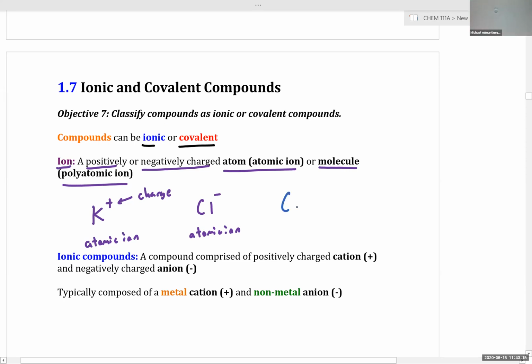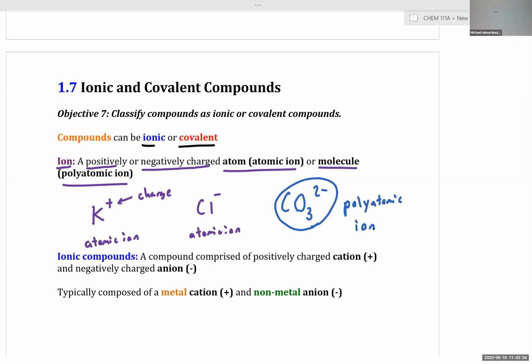So for example, carbonate would be called a polyatomic ion. It is a molecule, a set of atoms covalently bonded with a net total charge. Now, ionic compounds, as their name implies, are a compound comprised of a positively charged cation and a negatively charged anion.